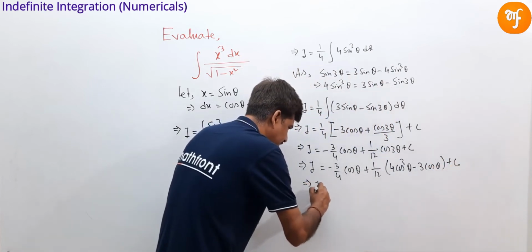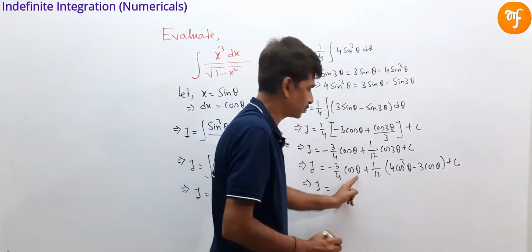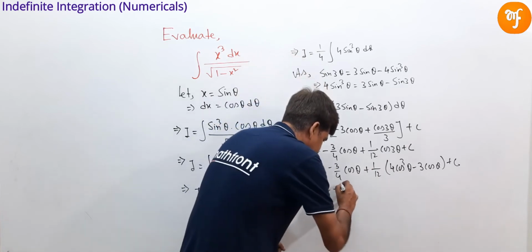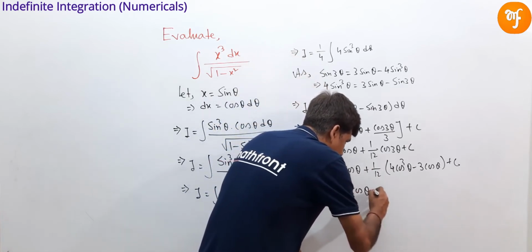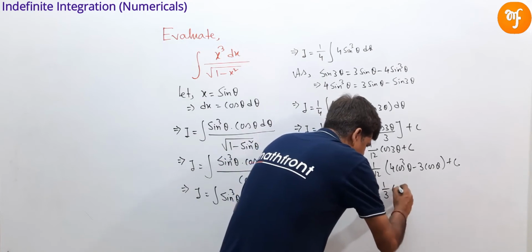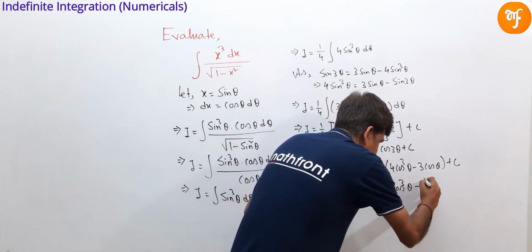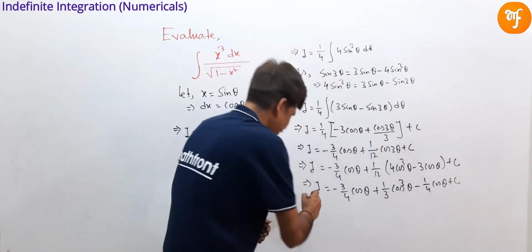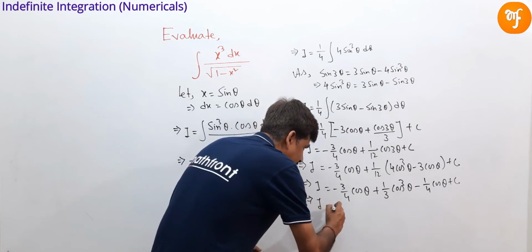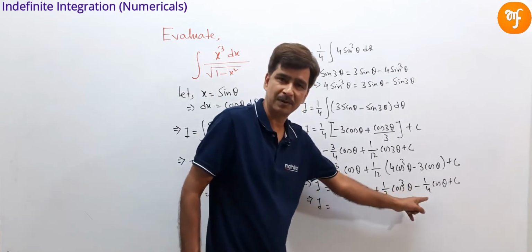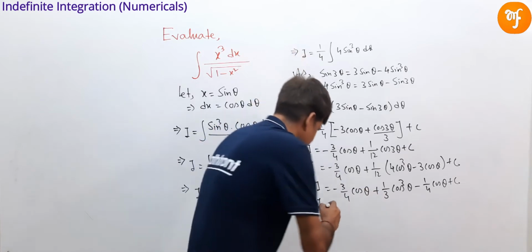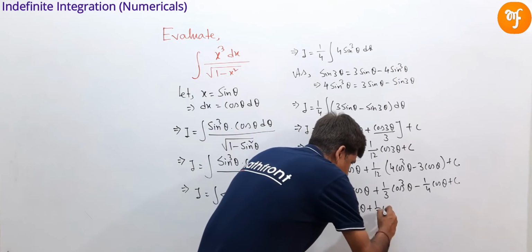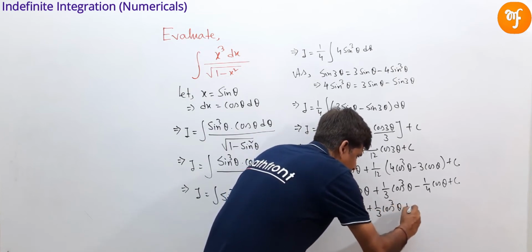In the next line, we will write minus 3 by 4 cos theta, and here we will again get minus 1 by 4 cos theta. Minus 3 by 4 cos theta plus 1 upon 3 cos cube theta minus 1 upon 4 cos theta plus c. Okay, so what is I? I will be minus 3 by 4 cos theta and minus 1 by 4 cos theta, that is minus cos theta. So we can write minus cos theta plus 1 by 3 cos cube theta plus c.